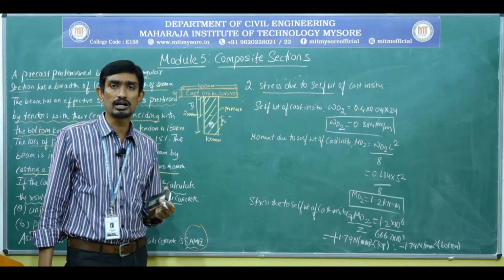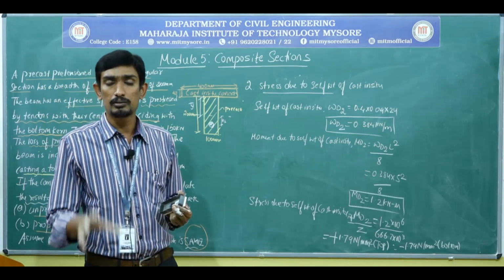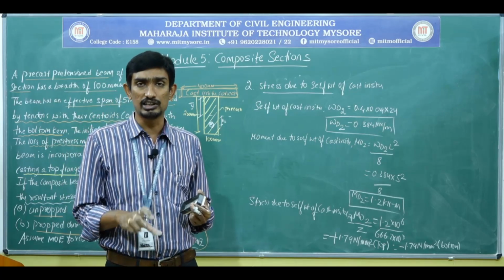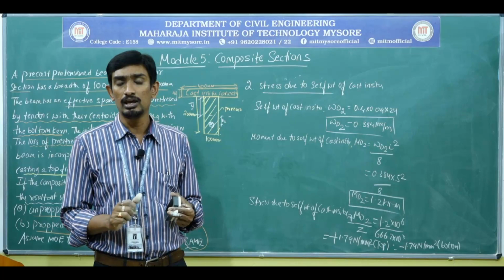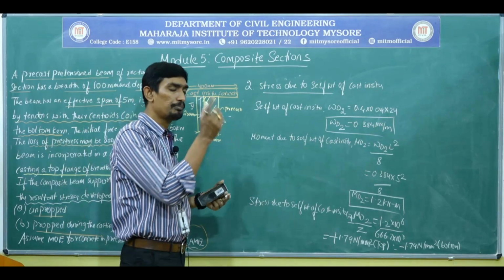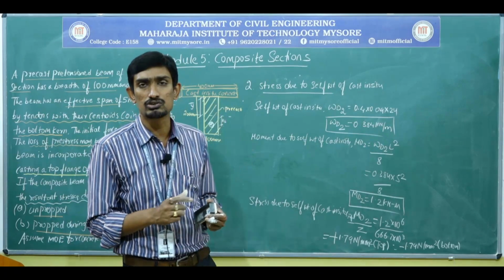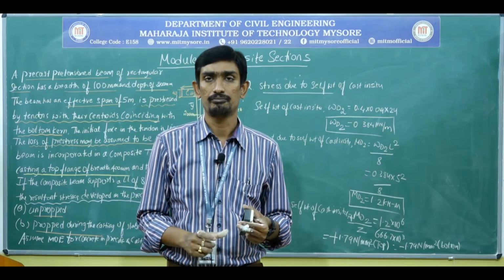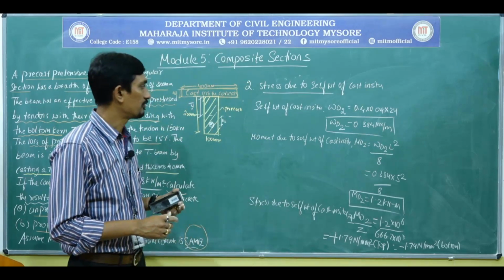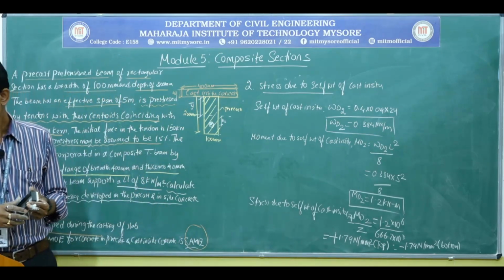If an unsymmetrical I section comes here in the place of the precast pretension beam, then the ZT and ZB will change. Because of symmetry, in the previous case also and in this case also, we are getting the stresses, both top and bottom, the same. Is it clear? Next, this is step number 2.